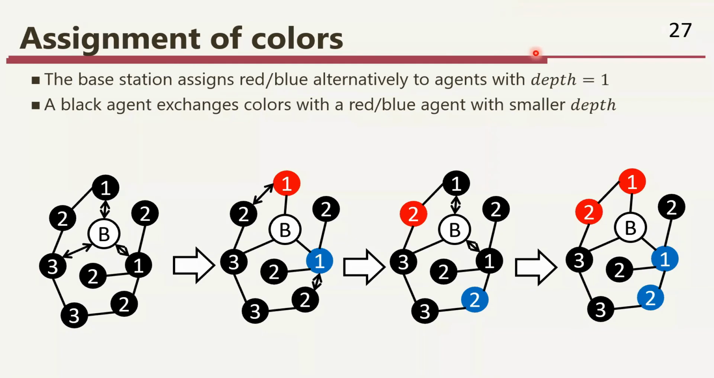After creating a spanning tree, the base station assigns red and blue alternately to black agents. Concretely, when the base station interacts with an agent with depth equal to 1, the base station assigns a color to the agent. Please look at this execution example. They interact like this, and these agents with depth equal to 1 get the color.